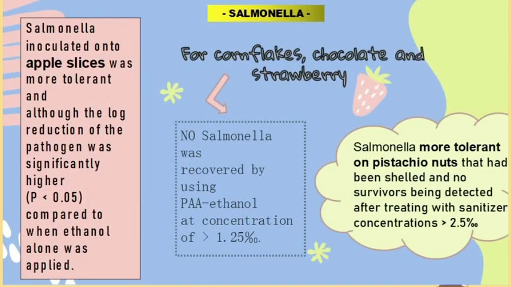In Table 3, we can see that for cornflakes, chocolate and strawberry, no Salmonella was recovered when using ethanol at a concentration of more than 1.25%. But Salmonella inoculated onto apple slice was more tolerant, and the log reduction of the pathogen was significantly higher compared to when ethanol alone was applied. Moreover, Salmonella was more tolerant on the pistachio nuts that had been shelled, and no survivor was detected after treating with sanitizer at a concentration of more than 2.5%.